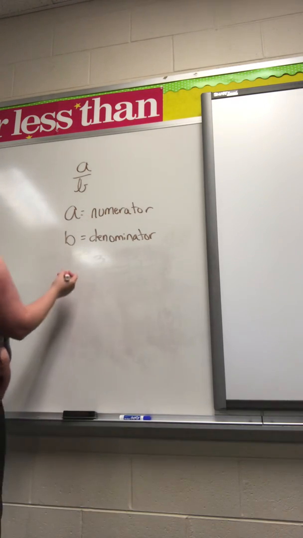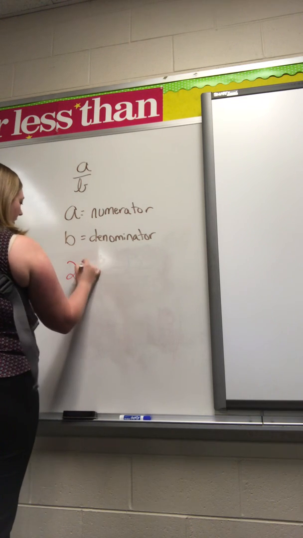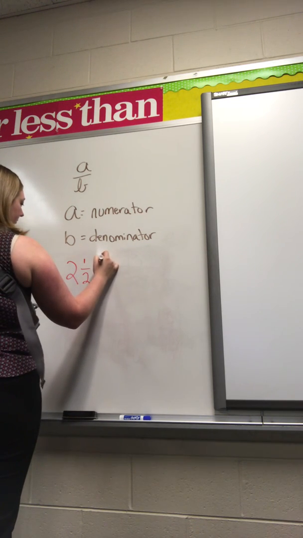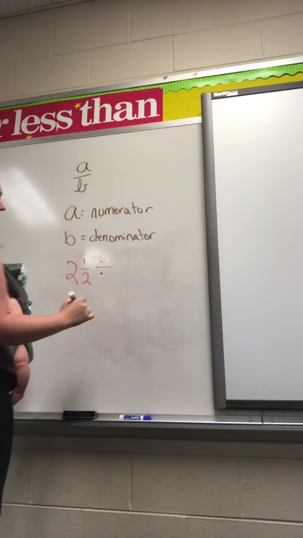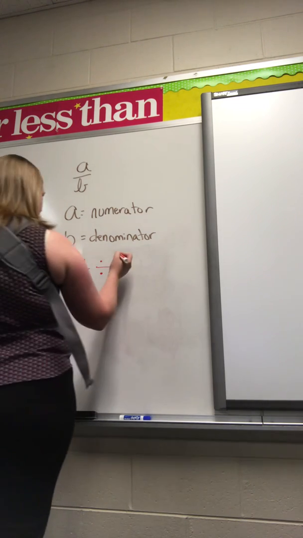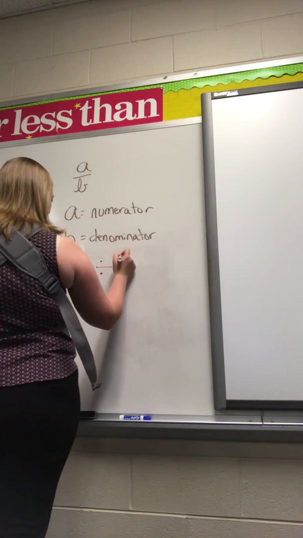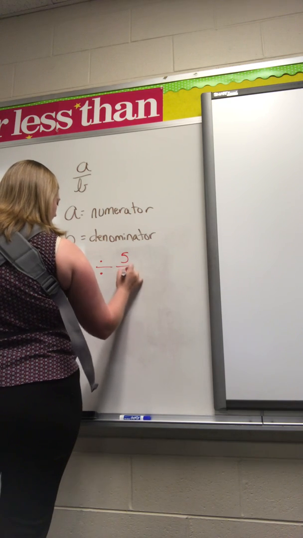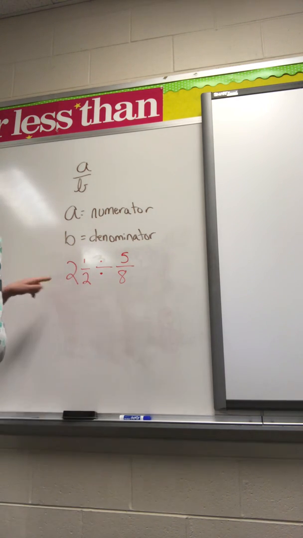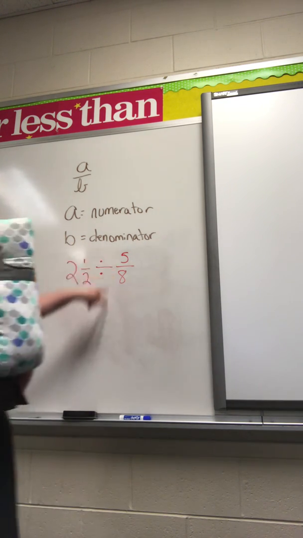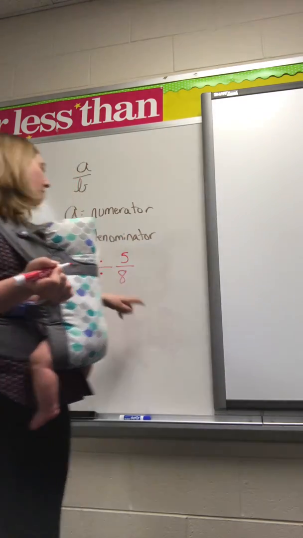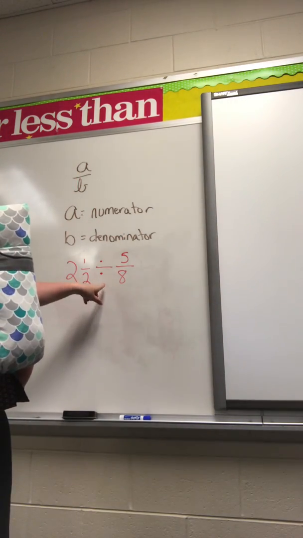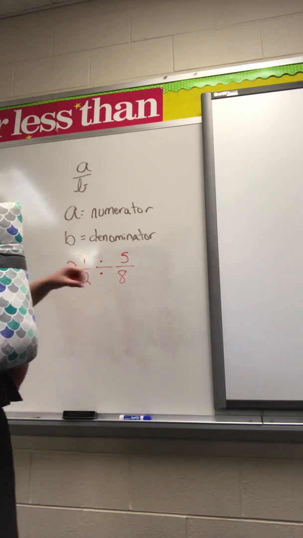Okay, let's take 2 1/2 divided by 5/8. 2 1/2 divided by 5/8. This is really one of the only times when I want to see division written in this form.